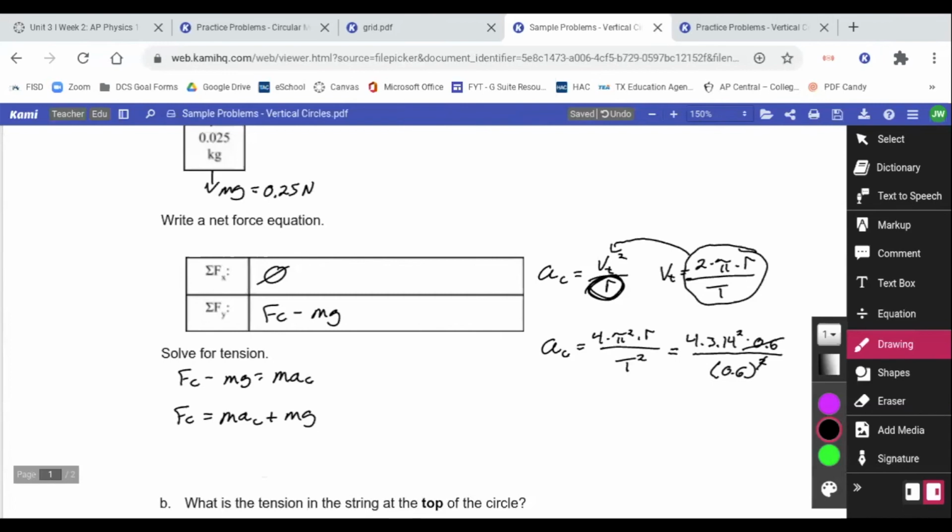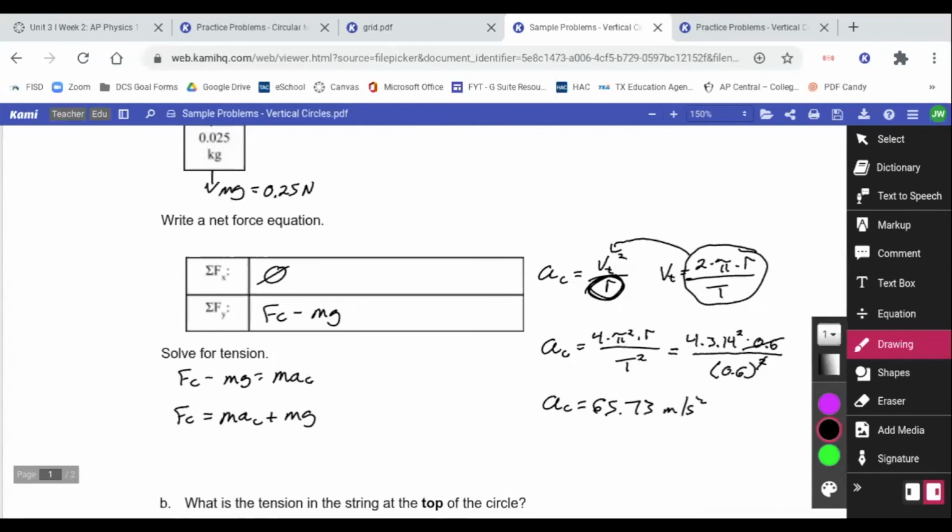Is that right? Looking at my cheat sheet to see if I can find it. I don't see it up there. All right, so y'all do the math with me. Tell me if I'm getting it wrong. So I'm saying acceleration is equal to 65.73. That would be meters per second squared.